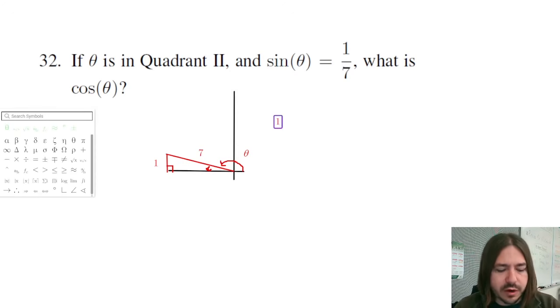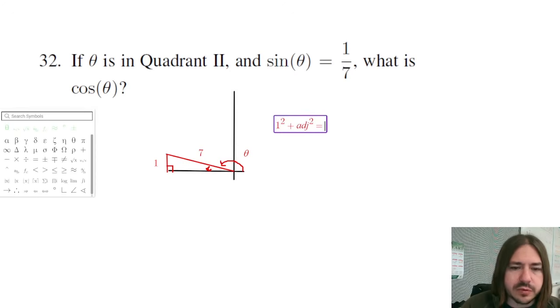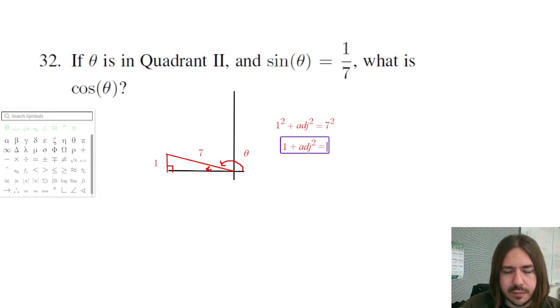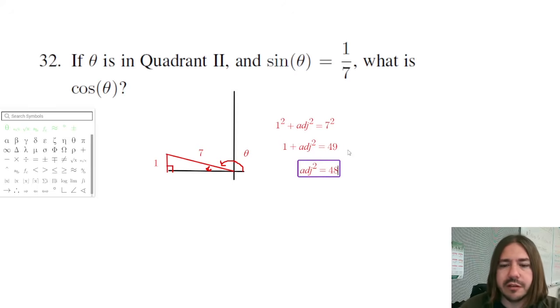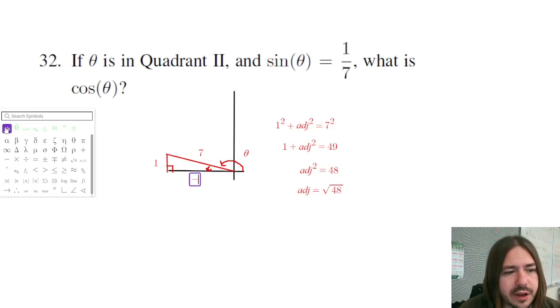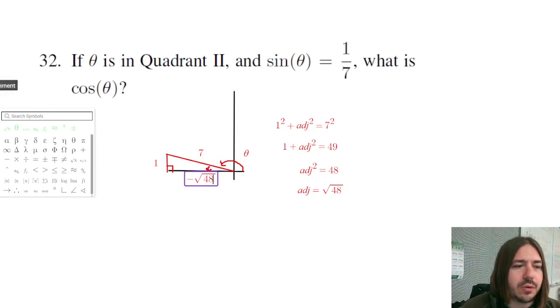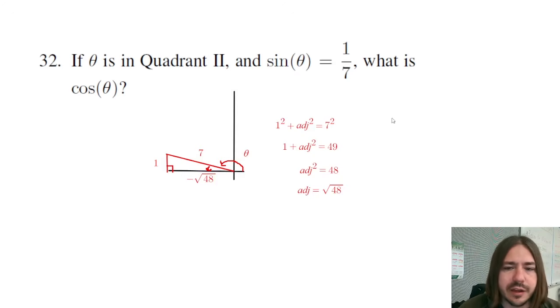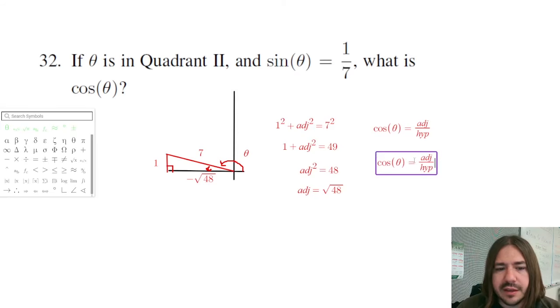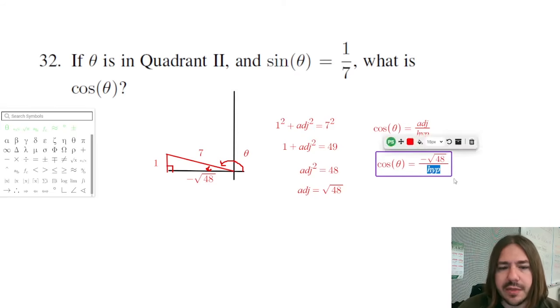So we have 1 squared plus that adjacent side squared equals the hypotenuse squared. 1 squared is 1. 7 squared is 49. So that adjacent side is going to end up being the square root of 48. Now, since we're in quadrant 2, that does need to be negative because our x values are negative in quadrant 2. Now we're trying to find cosine of theta. So cosine of theta is going to be the adjacent side over the hypotenuse. The adjacent side is negative root 48, and the hypotenuse is 7, so this is going to be our answer.